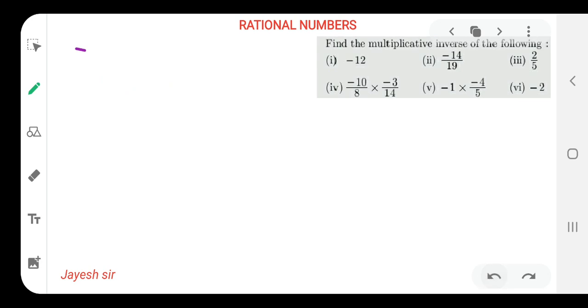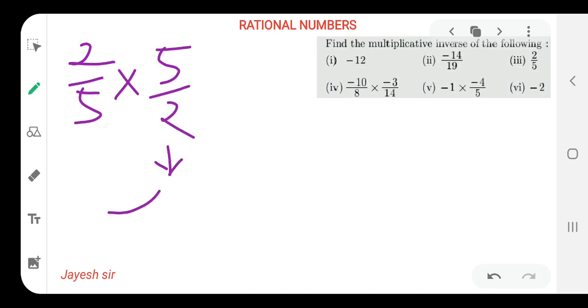So let's move to our third sum, that is 2 upon 5. What should be multiplied with 2 upon 5? That is 5 upon 2 should be multiplied. This is our answer. 2 cancels, 5 cancels. I hope you all might have understood it very easily. So let's move to our fourth sum.